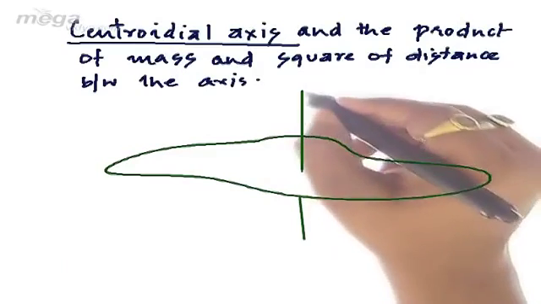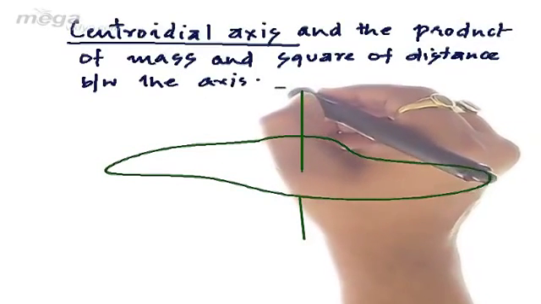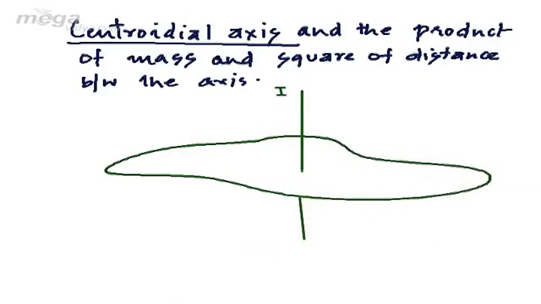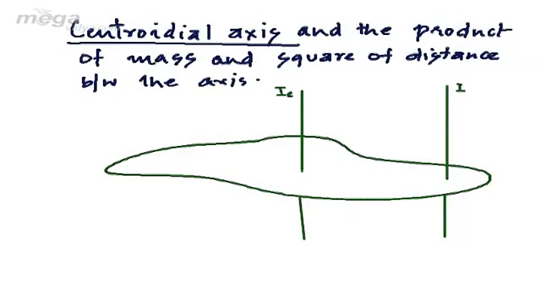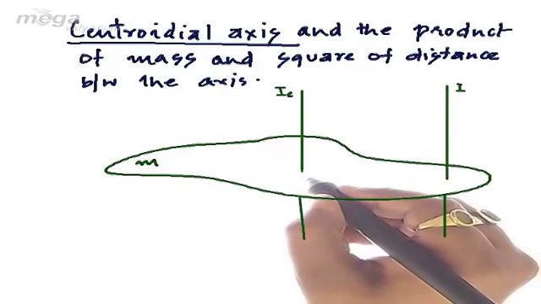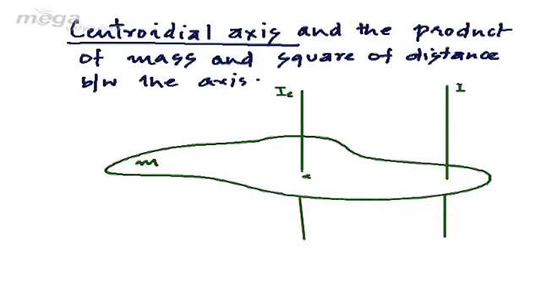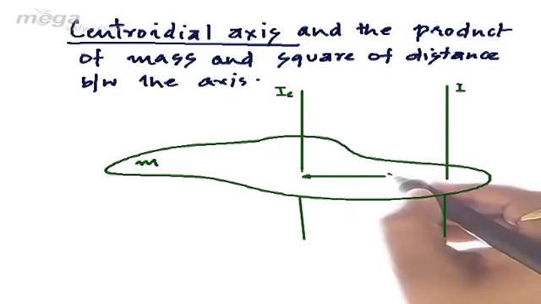consider this is the centroidal axis of this rigid body. Let the moment of inertia about the centroidal axis be denoted by IC, and we are required to find the moment of inertia about this given axis which is parallel to the centroidal axis. Let the moment of inertia about this given axis be I. Let the mass of the rigid body be m, and the distance between the respective axes, that is the centroidal axis and this given axis, be x.